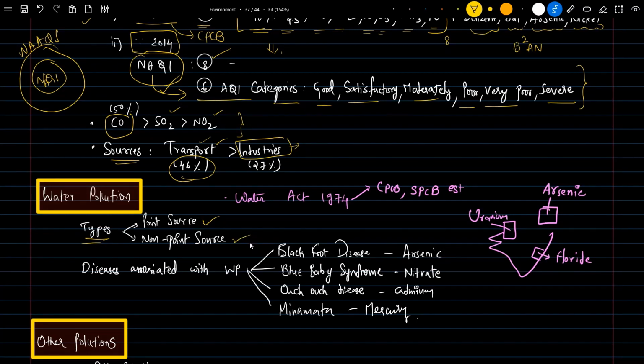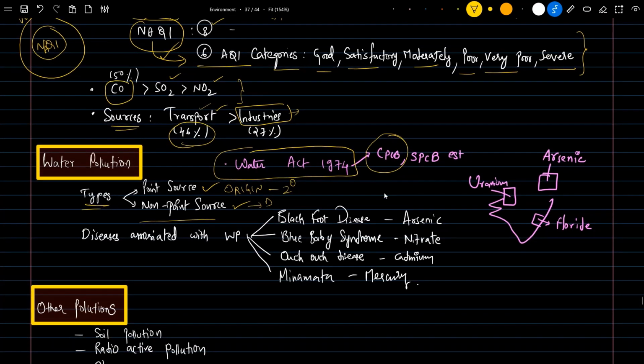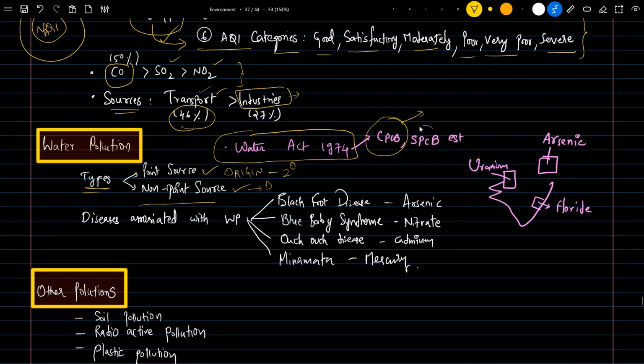What does point source mean? We know the origin from where the water is getting polluted, like industries. And non-point source means we can't track the origin of the reason behind the water getting polluted. An example is drainage. India has also formulated a Water Act of 1974 under which CPCB was established. CPCB is at the national level and SPCB, State Pollution Control Board, is at the state level.